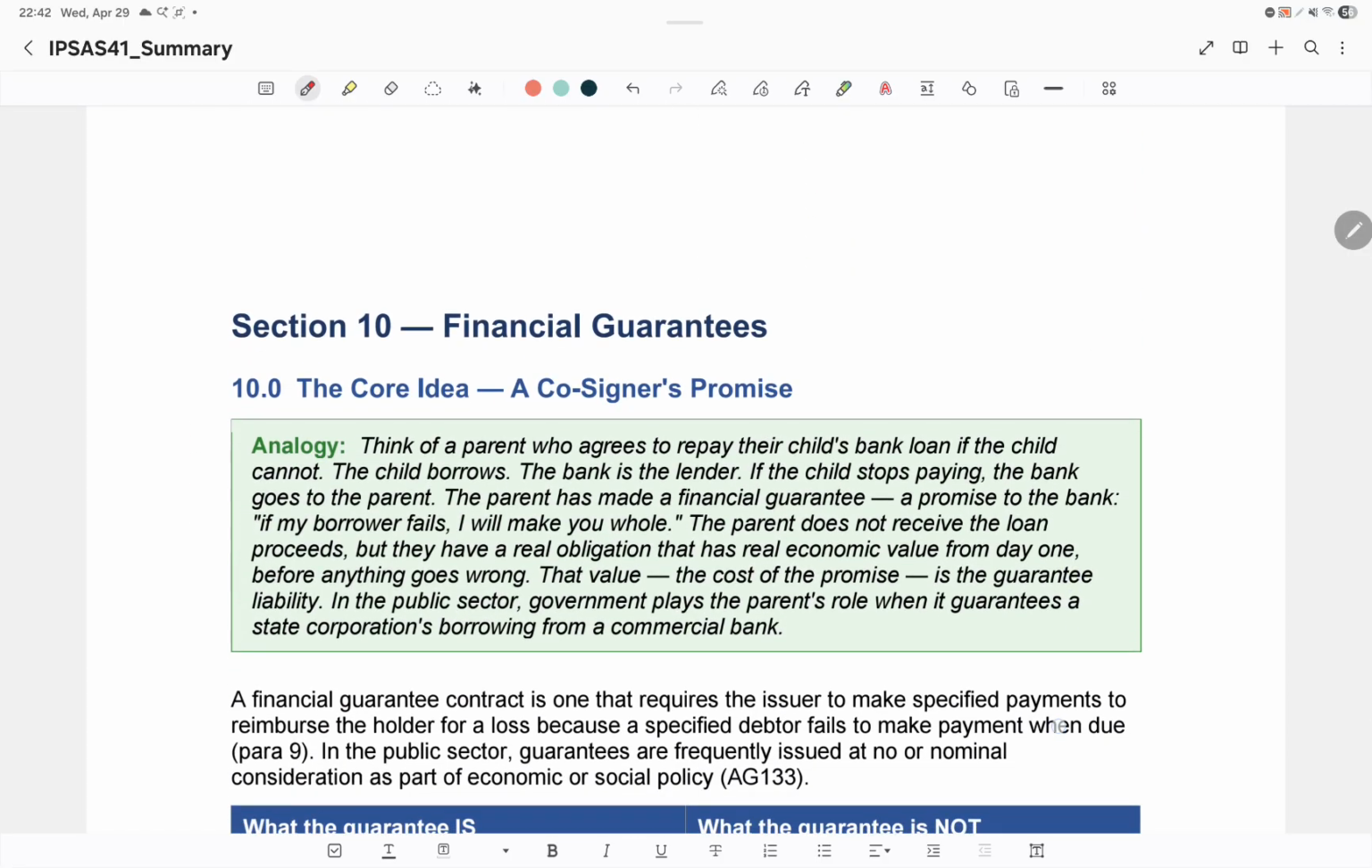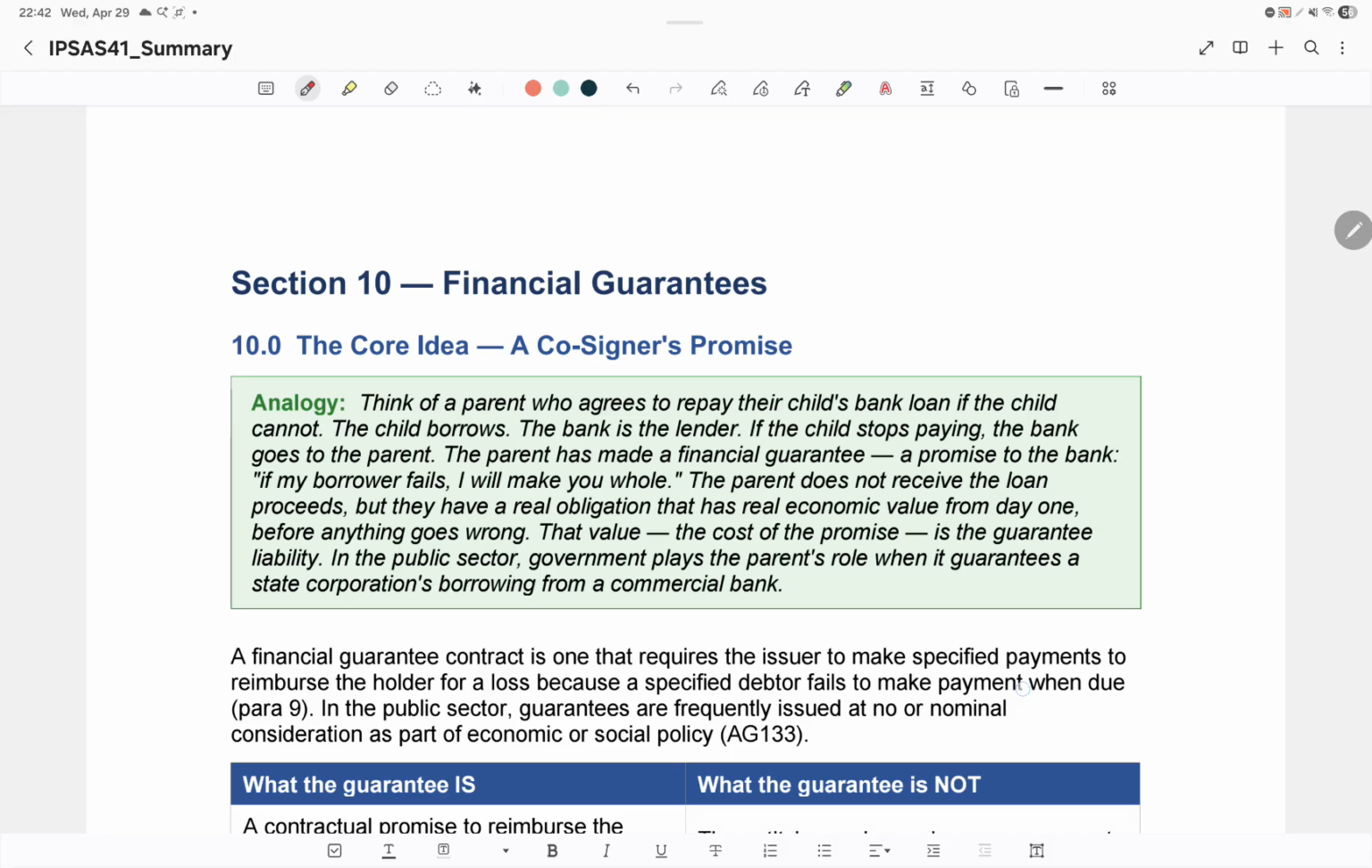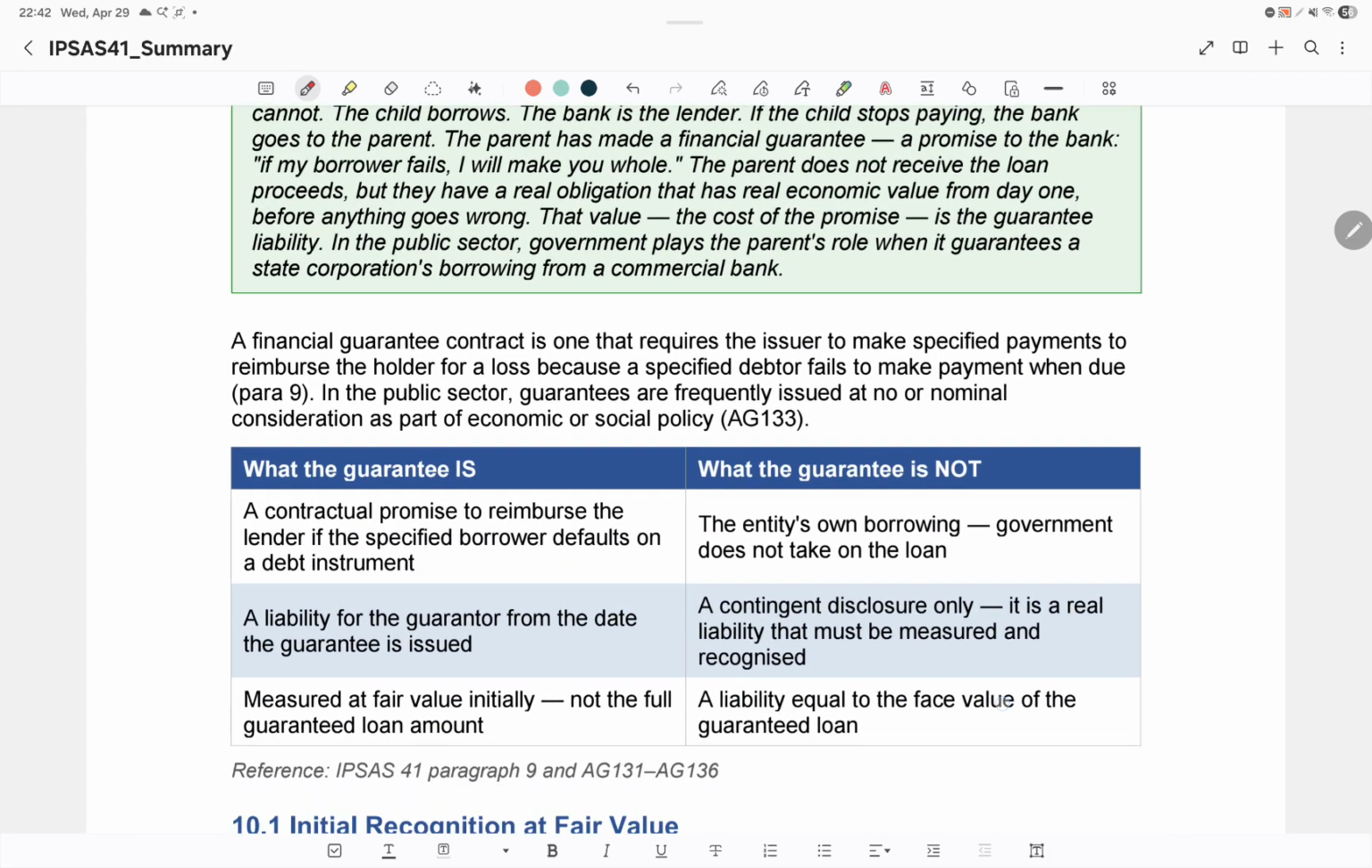So, financial guarantees. A financial guarantee contract is one that requires the issuer to make a specified payment to reimburse the holder for a loss because a specified debtor fails to make payments when due. In the public sector, guarantees are frequently issued at no or nominal consideration as part of economic or social policy.